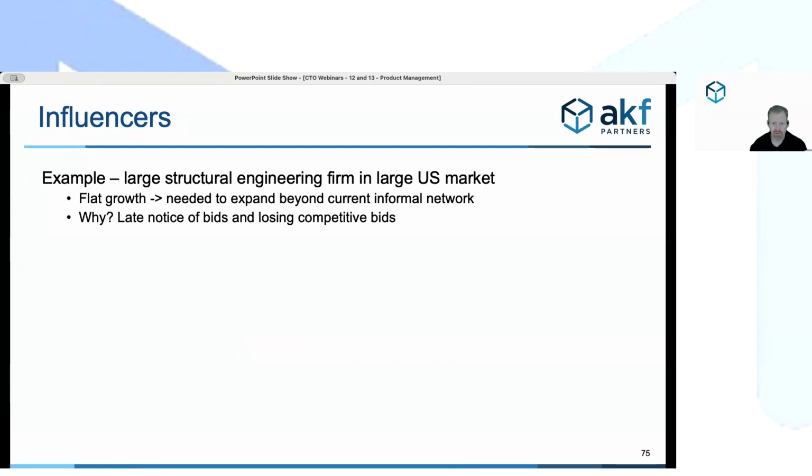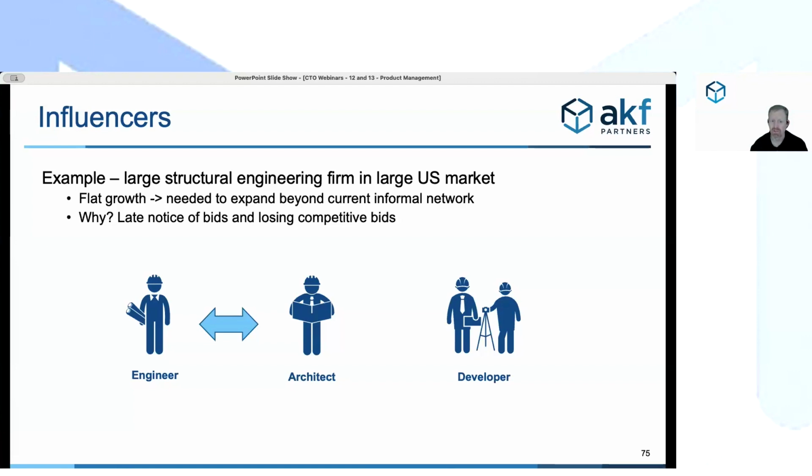So where it's also helpful is understanding who the influencers are in a particular industry. This is a different example: a large structural engineering firm in the US. They were getting flat growth in their market, and they realized they were losing a lot of competitive bids. The typical buyer was being influenced by an architect, but ultimately the architect was being influenced by the developer. They were the ones really driving these engineering bids.